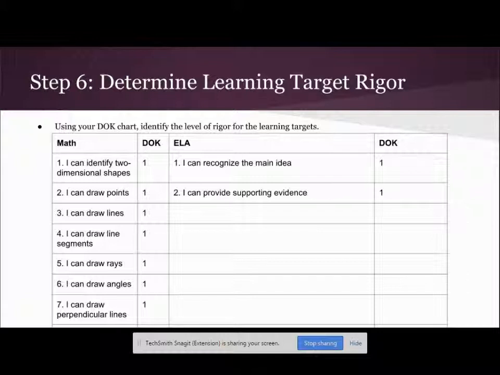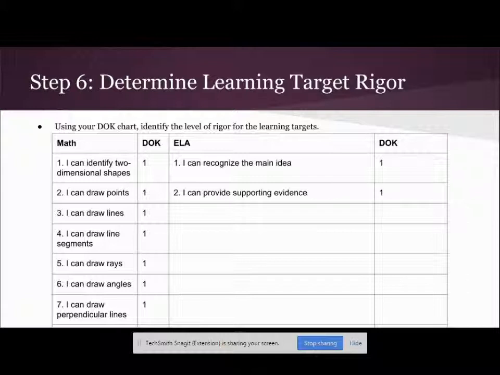Verbs may point to a DOK level, but you have to remember it's what comes after the verb that is the best indicator of the rigor. We want to think about how deeply you have to understand the content to successfully interact with it. How complex is that content? So again, in the next video, I'll be using a reading matrix that Karen Hess developed to also help with determining the DOK levels.